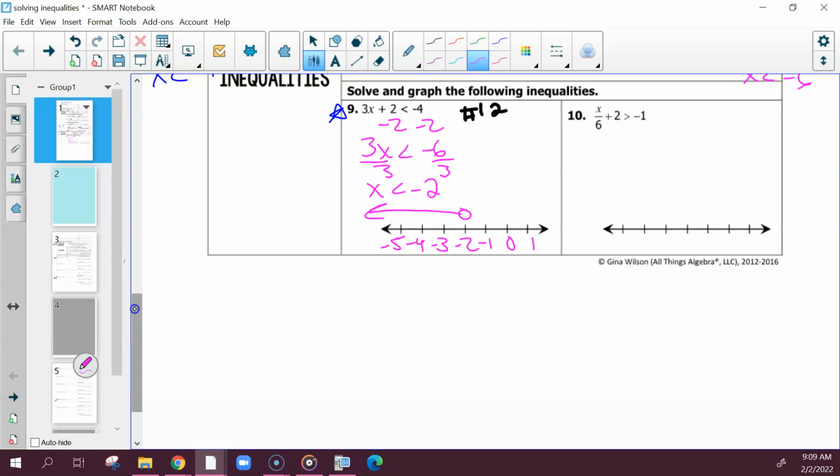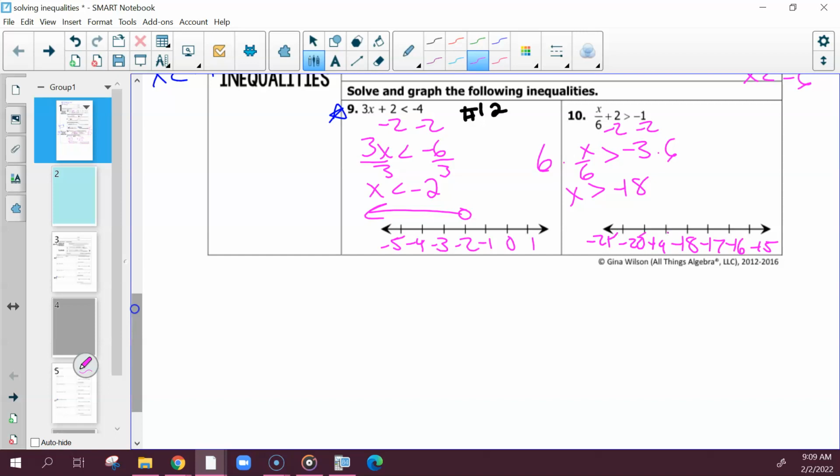Subtract 2 on both sides, just like this one. Then multiply by 6 on both sides. We have x is greater than negative 18. Sometimes these numbers are kind of big, so I would put negative 18 in the middle, and then spread out from there. Going up would be negative 17, 16, and 15. Going down would be negative 19, negative 20, and negative 21.